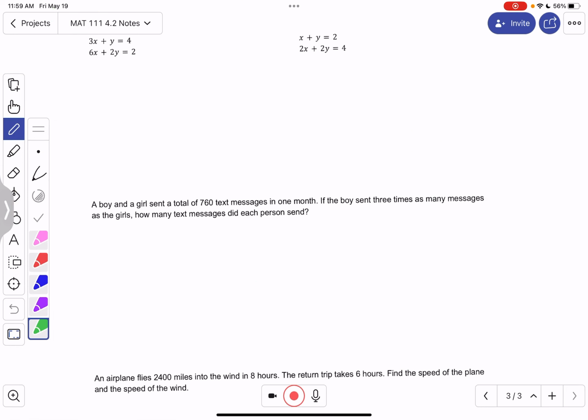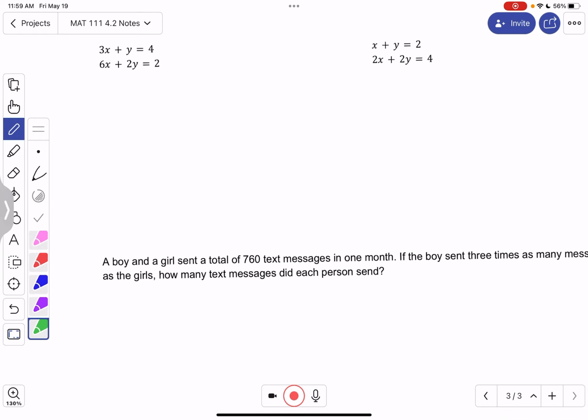Now, just like in 4.1, we can have no solutions or infinite solutions. If the lines never cross, we're going to work it down and get an answer that's never true. If they're the same line, we're going to work it down and get an answer that's always true. So let me show you.